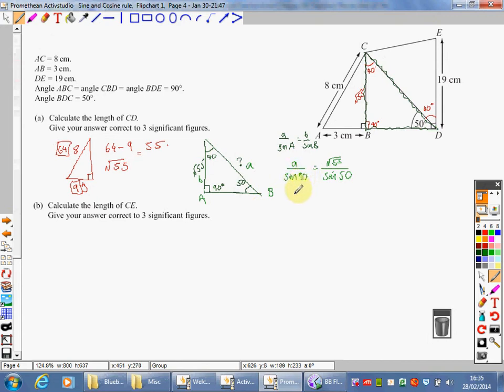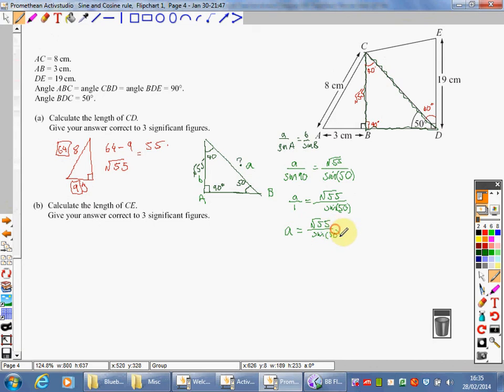So you've effectively got a divided by 1 equals root 55 divided by the sine of 50 degrees. I'm sorry, I should have put that in brackets before to be strictly true. Now, anything divided by 1 is just itself. 20 divided by 1 is 20. 43 divided by 1 is 43. So a divided by 1 will just be a. So a is equal to root 55 divided by the sine of 50 degrees.